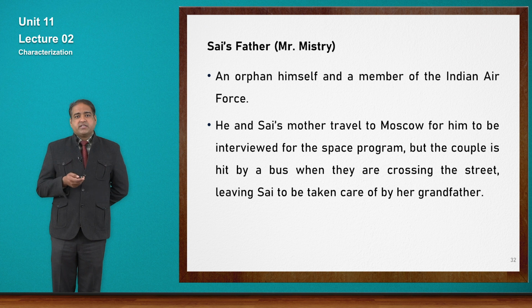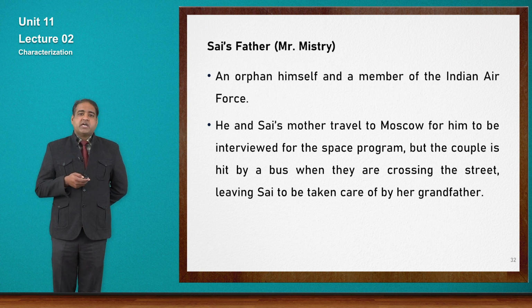We have another character in the story who is Saeed's father. His name is Mr. Mistry, an orphan himself and a member of the Indian Air Force. He and Saeed's mother traveled to Moscow for him to be interviewed for the space program, but the couple is hit by a bus when they are crossing the street, leaving Saeed to be taken care of by her grandfather.